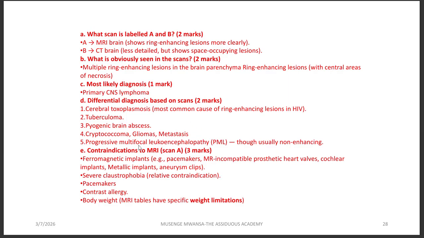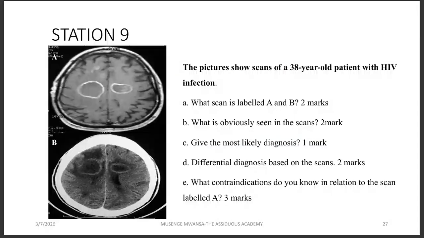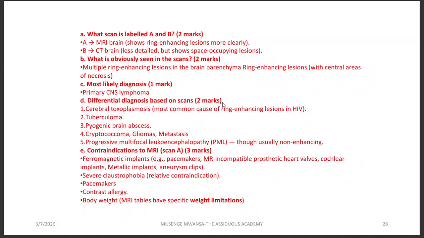There's also what we call progressive multifocal leukoencephalopathy. But take note that this one will actually cause a non-enhancing lesion. And then cerebral toxoplasmosis is the commonest cause for a ring enhancing lesion, because this patient actually has HIV. So there are two things we can think of here: either primary CNS lymphoma or cerebral toxo. But toxo is actually very common in people that have HIV, so it can be our main diagnosis, and then CNS lymphoma will be the differential.